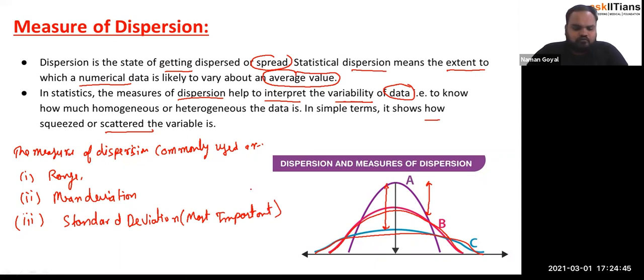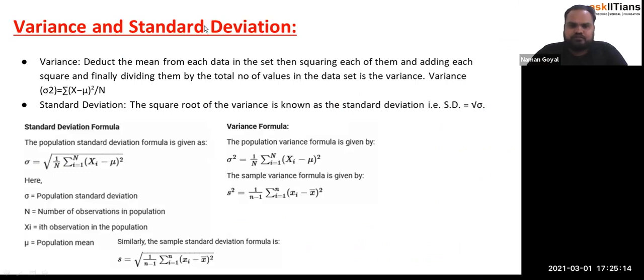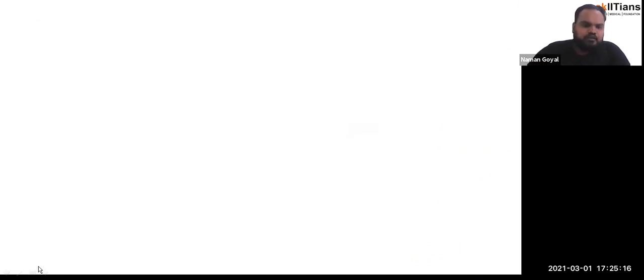Now you know what range is. You know range because I already told you: maximum minus minimum, the largest value minus the smallest value, is the range. Now we are going to learn about mean deviation, and then standard deviation and variance. First we are going to learn about mean deviation.